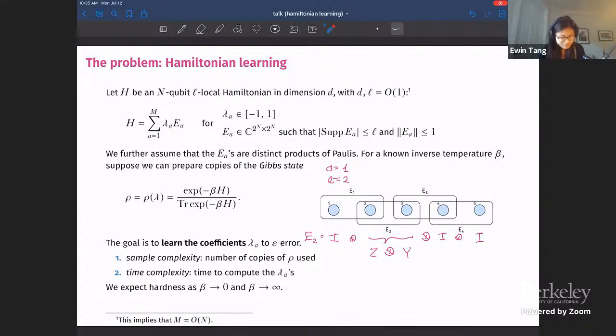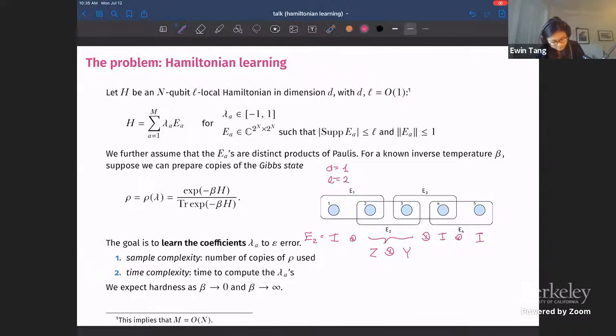The things that we care about are both the sample complexity, so the number of copies of the Gibbs state that we use, as well as the time complexity, which is the time it takes to compute the coefficients after we're given all of our samples.